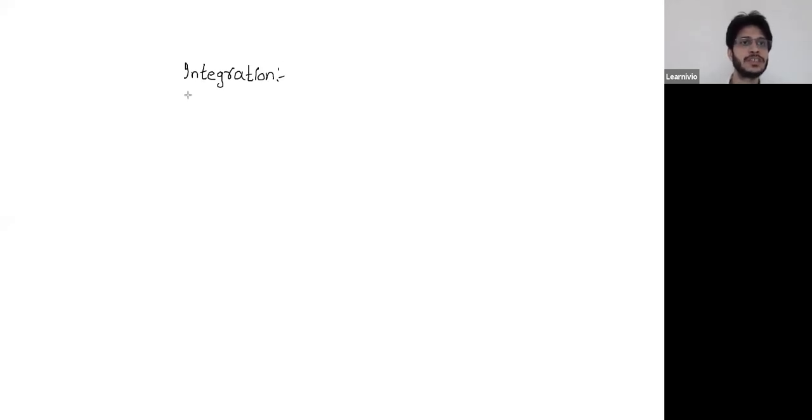So here integration is just the reverse process of differentiation, just like multiplication and division. If we have done division and want to go a few steps backward, then the inverse operation of division is multiplication. Just like if you have differentiated something, then the inverse process of differentiation is integration. This is the inverse of differentiation.